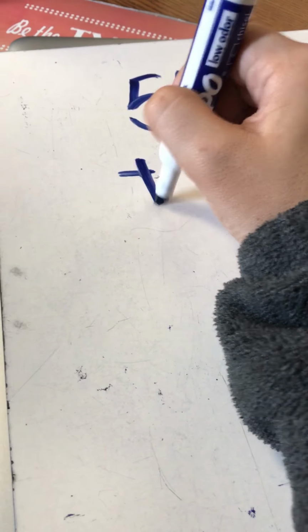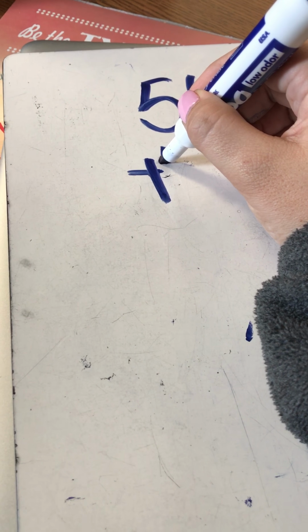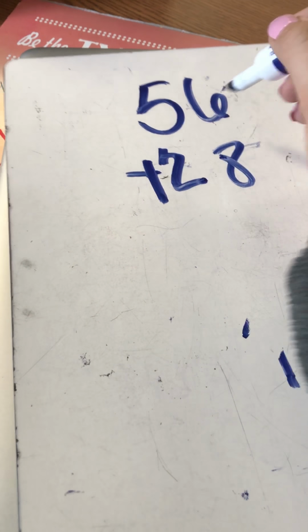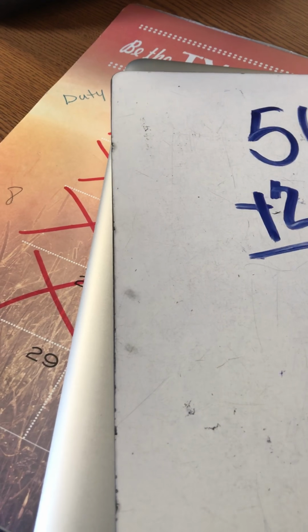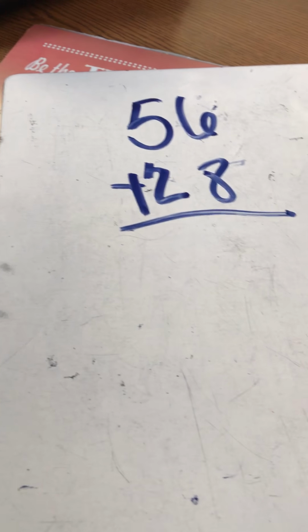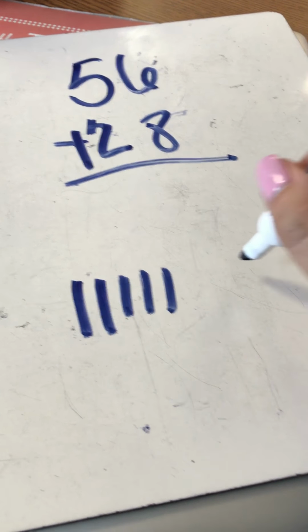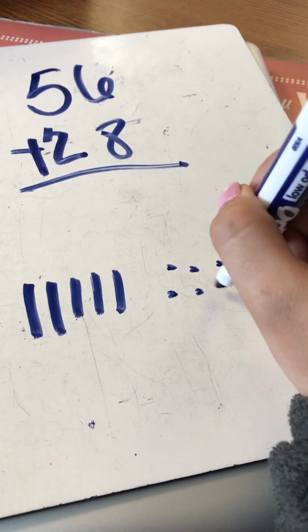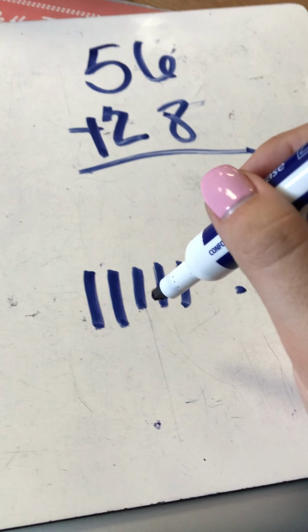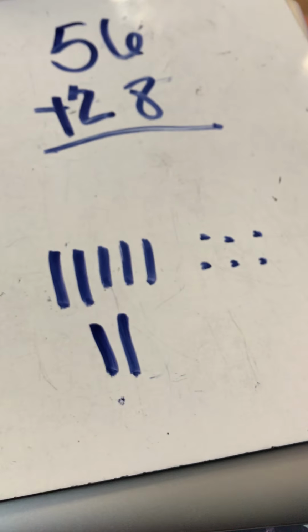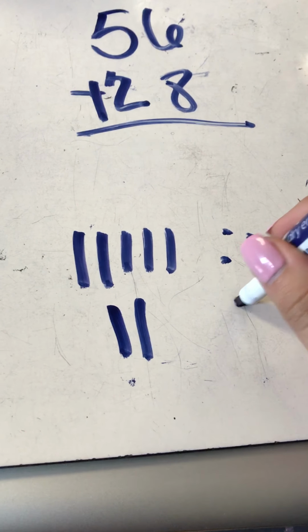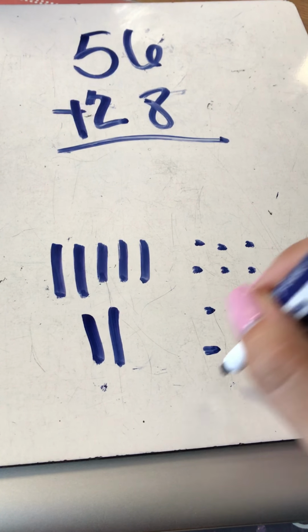So for instance, we could do 56 plus 28. So same thing, we would draw those blocks. 1, 2, 3, 4, 5 tens, 6 ones, 1, 2, 3, 4, 5, 6. Same thing for the next number. 2 tens, 1, 2. And 8 ones. 1, 2, 3, 4, 5, 6, 7, 8.